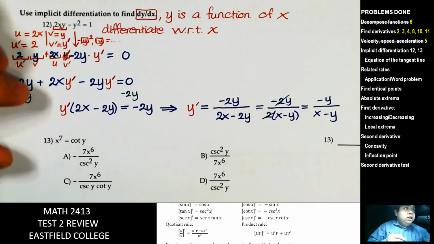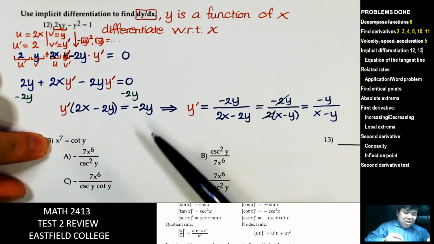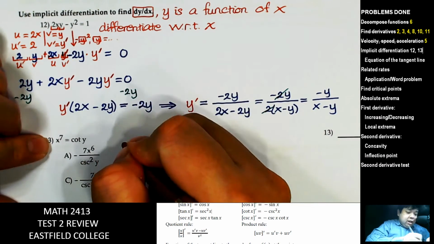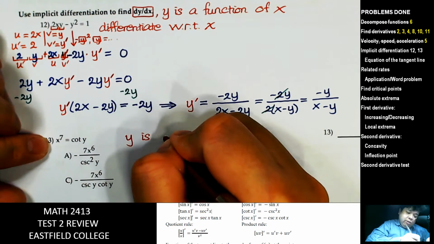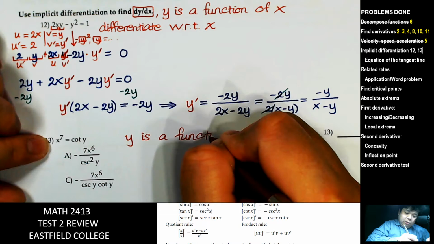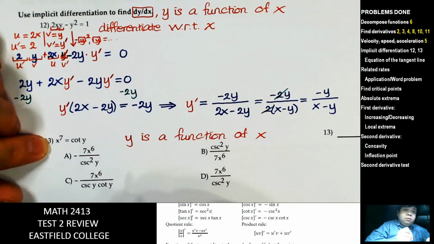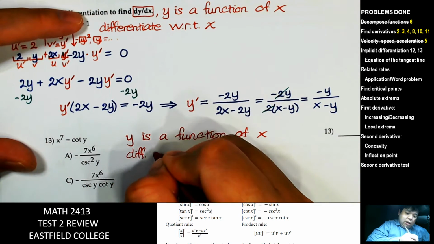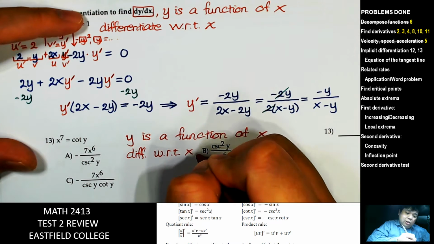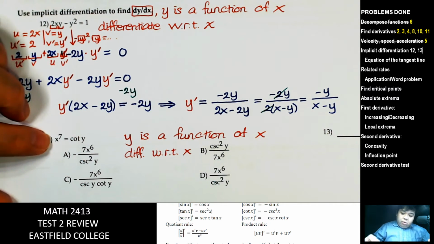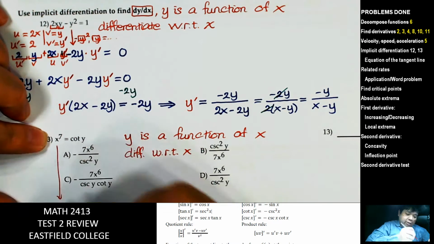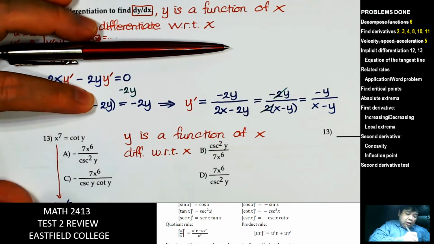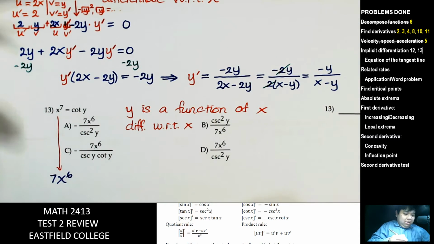Right. 13. Notice that once again y is a function of x, and we take the derivative with respect to x. So let's just write that, so we remember. y is a function of x. Now we take the derivative with respect to x. So on this side, x to the 7 gives us 7x to the 6, and with respect to x, so that's all we have.